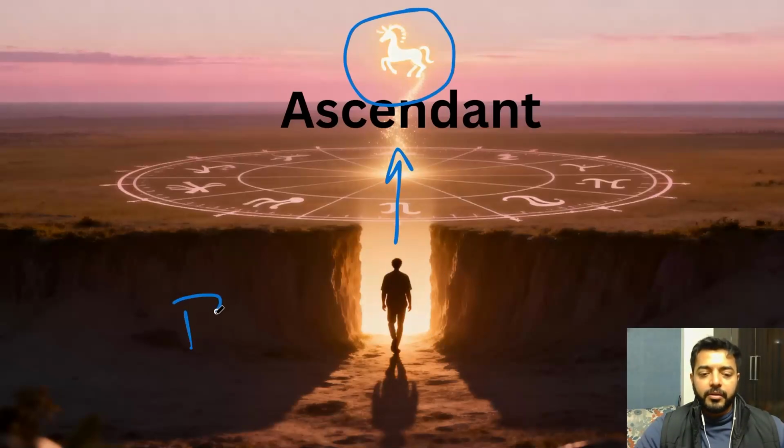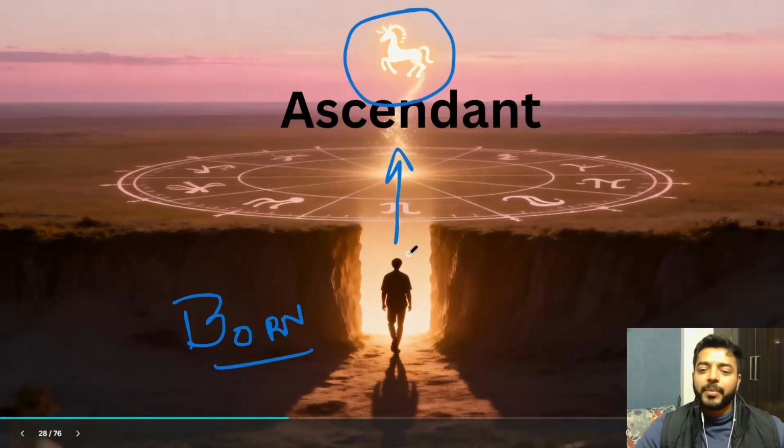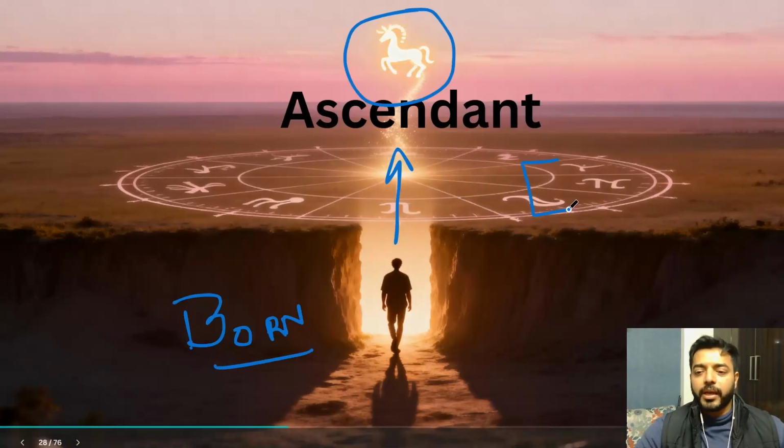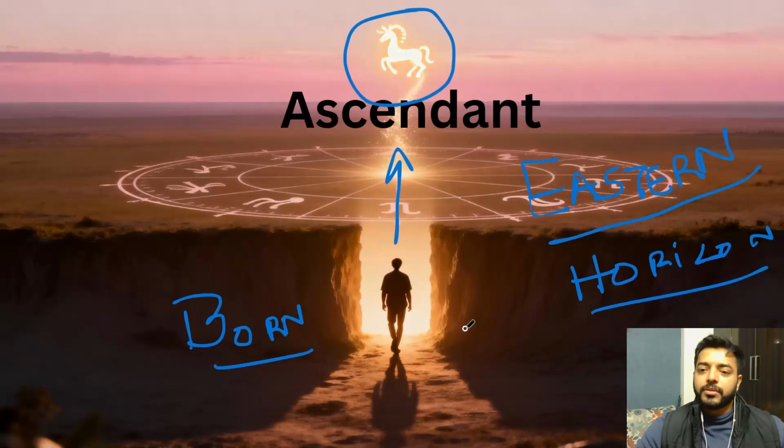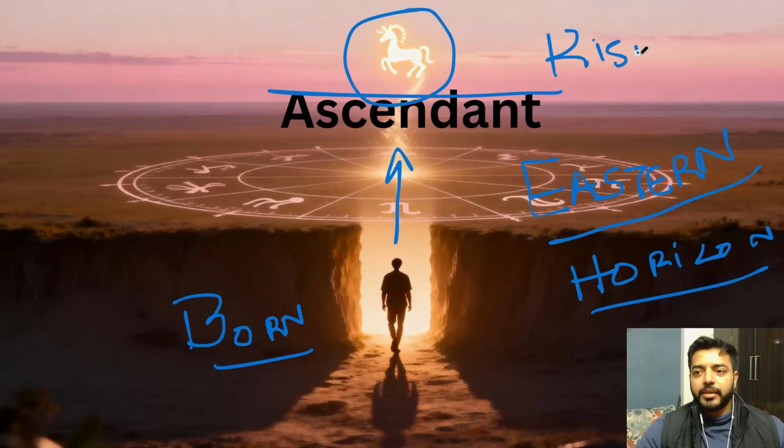when you were born, at the point of your birth, if somebody looked at the eastern horizon, let's say, I hope you understand directions. So if somebody looked at the eastern horizon, which is just nothing but the last point of your vision. Okay. So if you looked at the eastern horizon, the zodiac that was rising at that point is the ascendant. It's a very simple explanation.